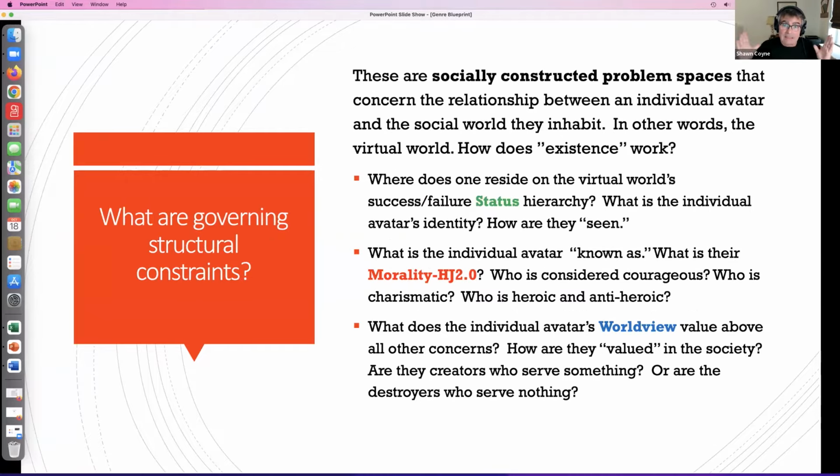All right, let's take the governing genre structural constraints for a minute. Let's walk through them so you know exactly what I'm talking about. The governing structural constraints of a story are 3 genres, and these live in socially constructed problem spaces. They concern the relationship between an individual avatar and the social world they inhabit. In other words, the virtual world. How does existence work in this virtual world? That's what these genres signal.